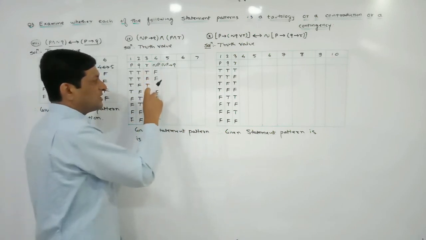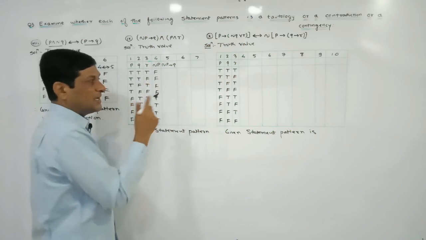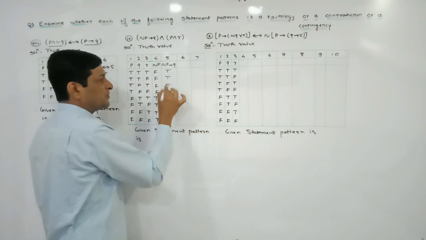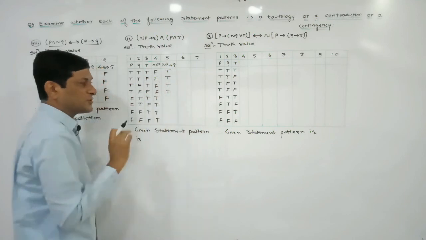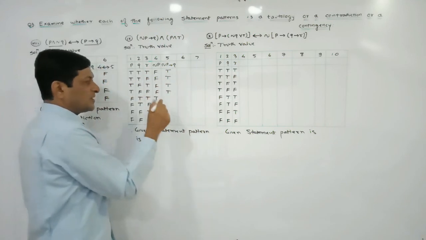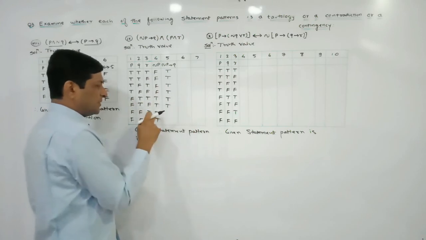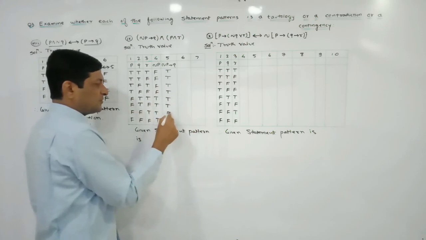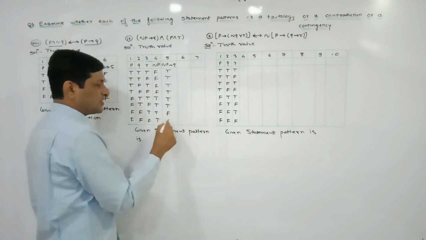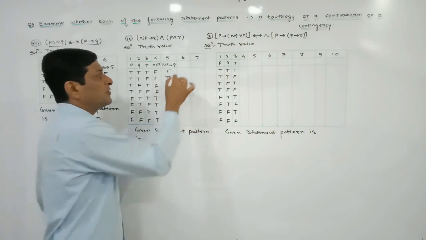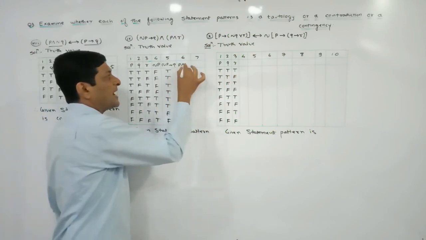Here the first statement is false in the first 4 cases, and we know that in case of implication, if the first statement is false, implication is always true. Now observe here, TF does not appear, so it is true. Here also TF does not appear, so it is true. Here TF appears, so it is false. Here also TF appears, so it is false.